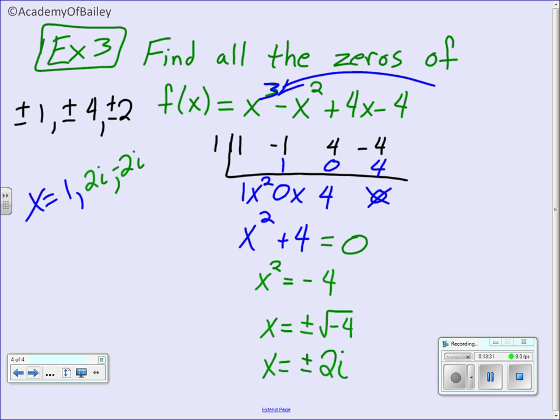But in this function, both of them are the actual roots, the actual zeros. Remember, we have 1 rational, which is the number 1, and we have 2 imaginary, the positive 2i and the negative 2i.